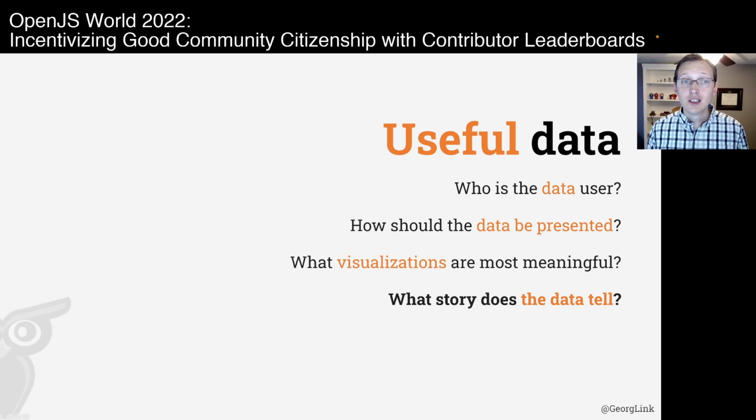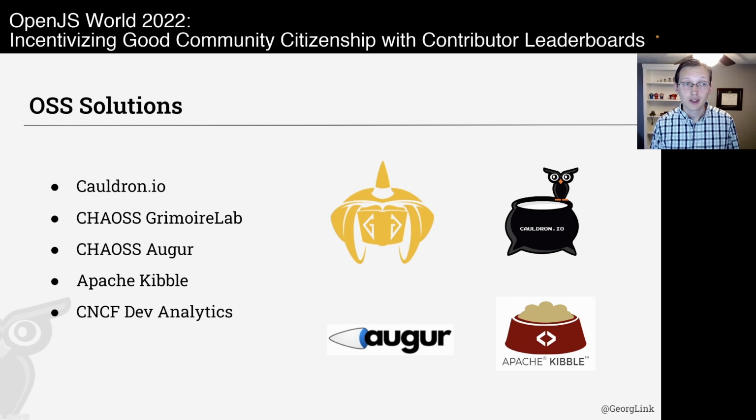Now, there are some open source solutions available for collecting the data. You don't have to reinvent the wheel. You can build on the foundation that open source communities have already built. Cauldron, CHAOSS has GrimoireLab and Augur, Apache has Kibble, CNCF has DevStats. And so there are many solutions already out there. When you start with metrics, feel free to build on this foundation.